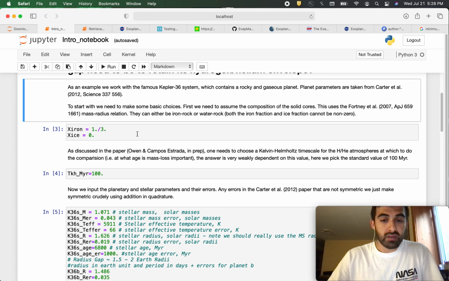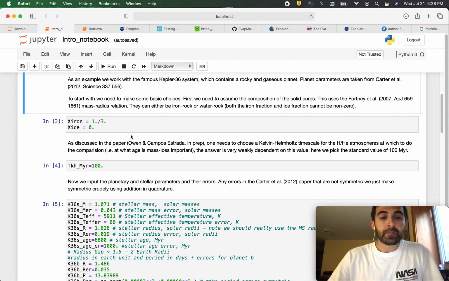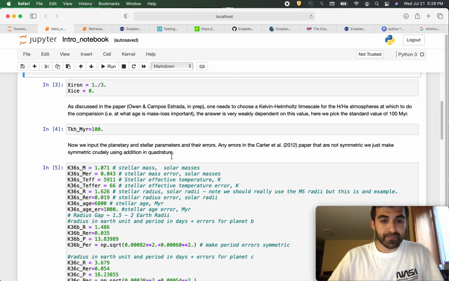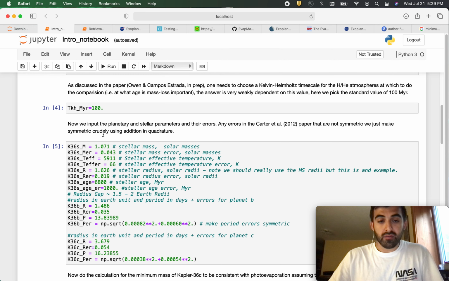First thing we need to do is tell the code if we are looking at an iron rock core or a water rock core. We are looking at an iron rock core, or we're going to make that assumption, and we're going to say it's 1/3 iron and 2/3 silicates, rocky silicates if you will. We need to give the system some time to evolve. So we're going to give it 100 million years to evolve.